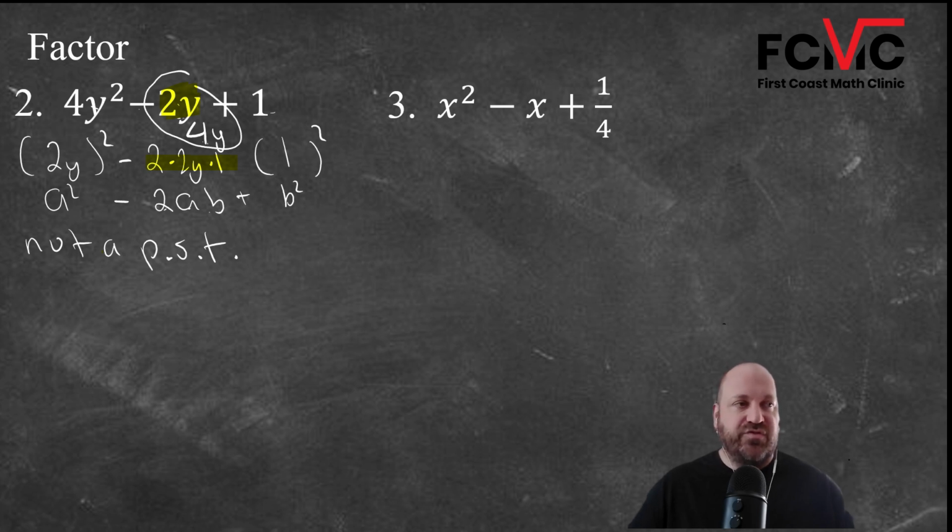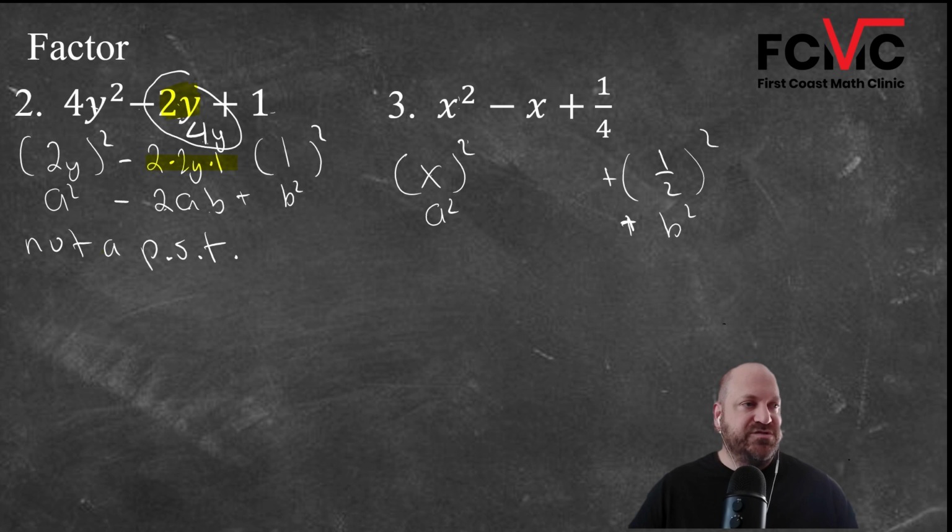So we're going to move on to number 3. For number 3, let's figure out what are we squaring to get our first term. So this is x squared. What are we squaring to get our last term? To get 1/4, we're squaring 1/2. So both of those are positive. They're perfect squares, so that checks. The middle term, we know the last term is always plus and plus. The middle term should be 2 times a times b, and this is minus.